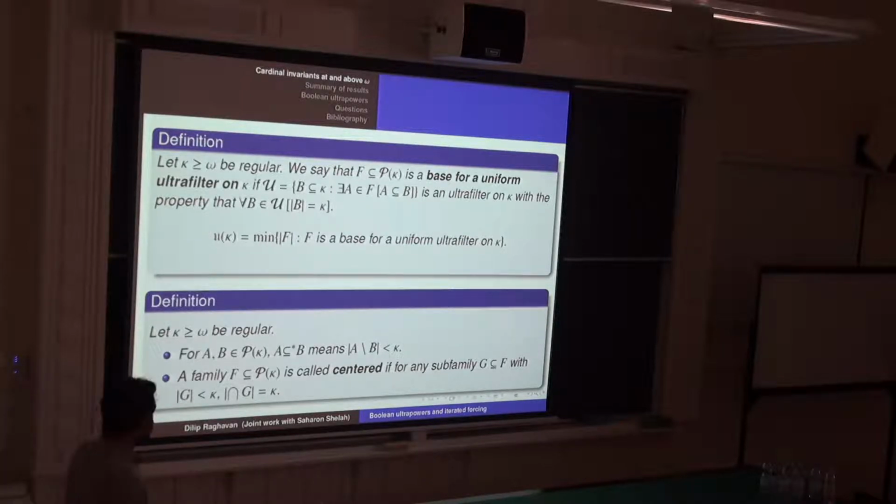Okay, so I've defined 5 invariants so far. The last invariant is P kappa. I'm not going to say a lot about that, I'll just give the definition. Take two subsets of kappa. This now means that A is contained in B modulo a set of size less than kappa. A centered family, a family of subsets of kappa, is centered if for any subfamily with size less than kappa, the intersection has size kappa. In the case of omega, this would just mean that if you take finitely many things, their intersection is infinite. Now you just generalize everything to kappa.